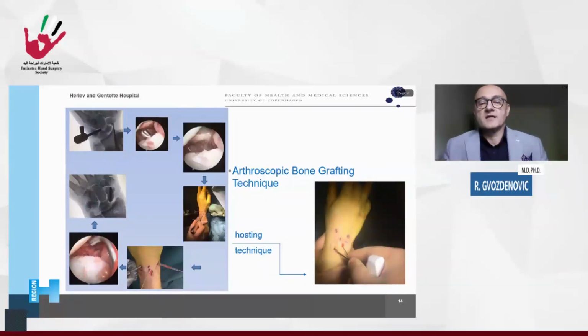Then we morcelize the graft manually and transport it with a second trocar into the gap, and then we try to impact the bone, and then we finally place the key wire and the screw without penetrating the cortex. Very important detail. So that means that you have to measure the screw very profoundly, and now we know from studies, I can explain later, how to measure the scaphoid length.